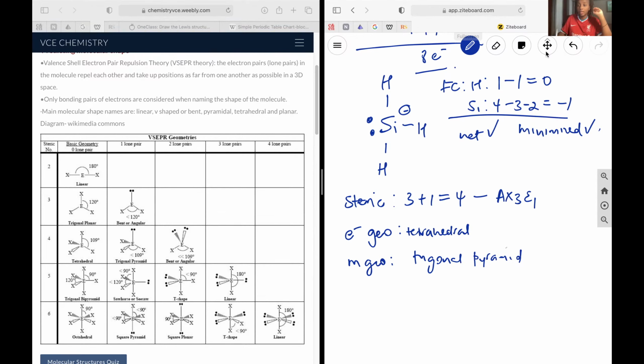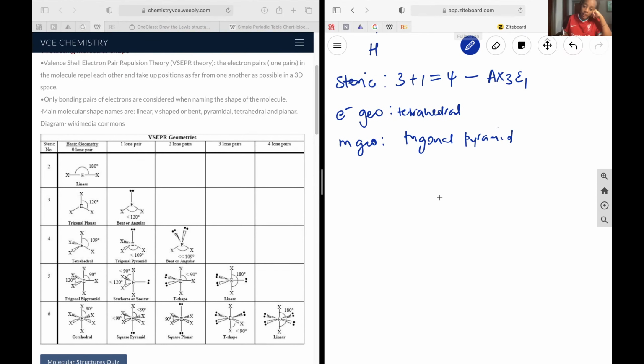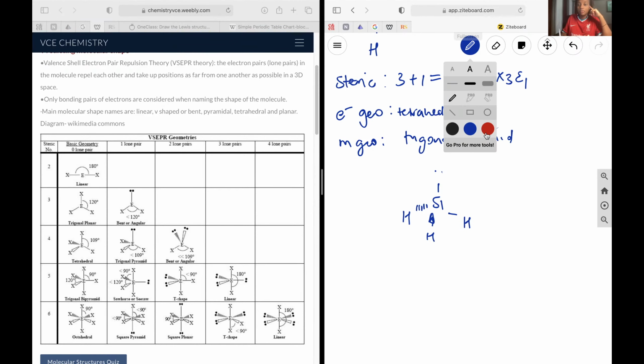So let's go ahead and draw that. And I'll have silicon, my 2 lone pairs, and all of my hydrogens. Okay, so already my lone pairs are more electronegative. And then I have silicon more electronegative than hydrogen for all of these.